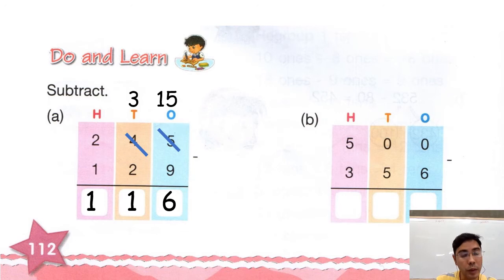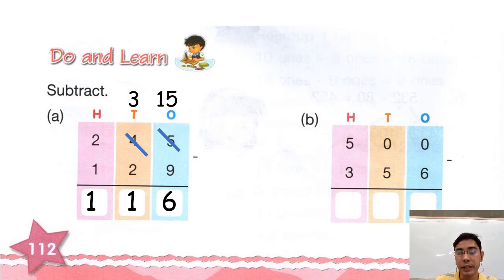Let's start from the ones place. Oh, 6 is a big number and 0 is a small number. What do we do? Yes, we borrow from our neighbor, tens place. Oh no, tens place is still 0. What do we do? Can you guess? Yes, we borrow again from the hundreds place.